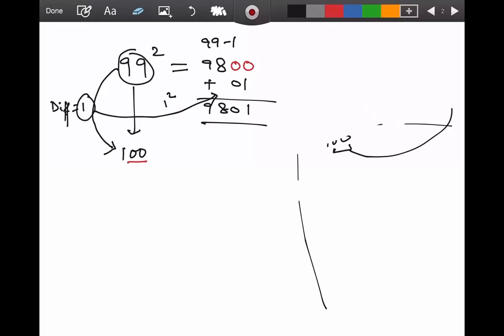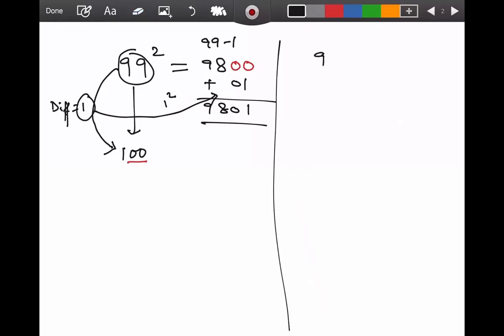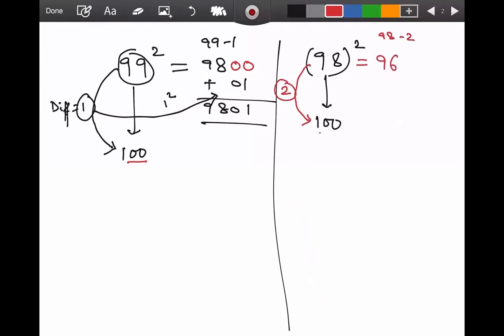Now, similarly, let's solve some other questions. So 98 square is just before 100, correct? What is the difference? 2, sir. So first we'll do 98 minus 2, 96. 2 zeros, plus, what do I add here? Square of 2 is 4. So answer should be 9604.